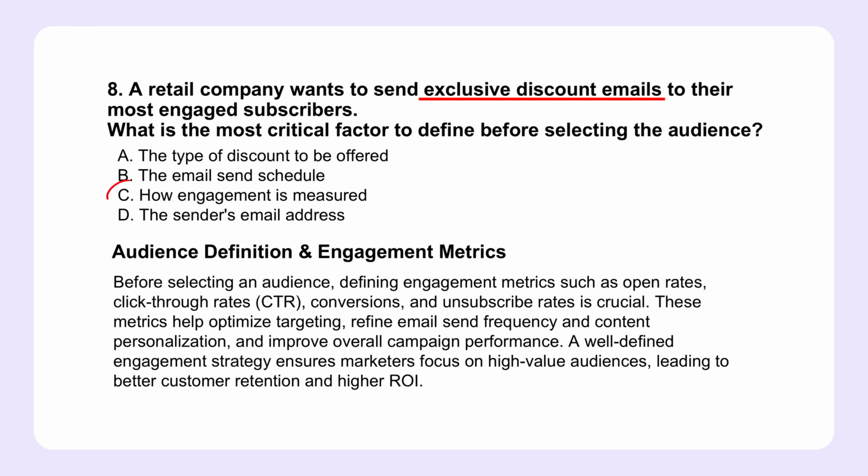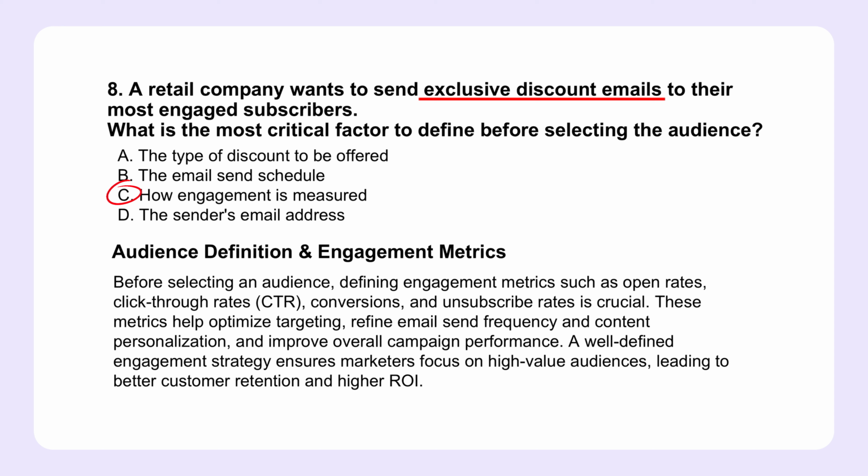Exactly. Engagement can mean a lot of different things. Are you looking at how often people open your emails? Are you looking at clicks on specific types of content, website visits from email links, purchase history, interactions with past campaigns? The metrics you choose to define engagement are going to directly determine who qualifies for those exclusive discounts. And if you don't have a clear, measurable definition, your targeting is going to be all over the place. You might miss people who are actually really engaged, or you might end up giving discounts to people who didn't really need them.